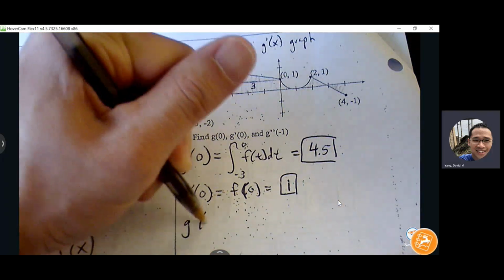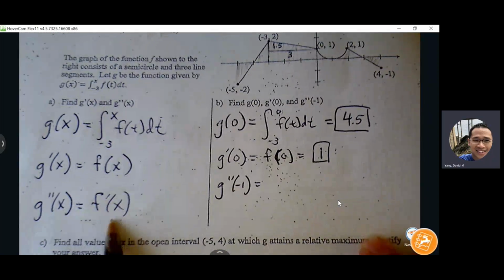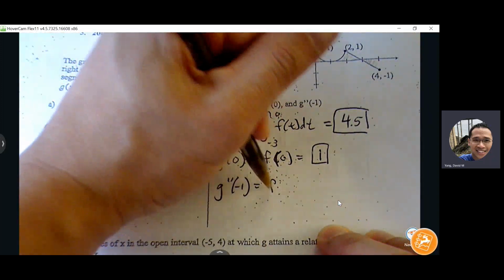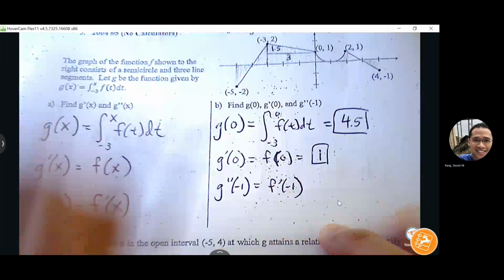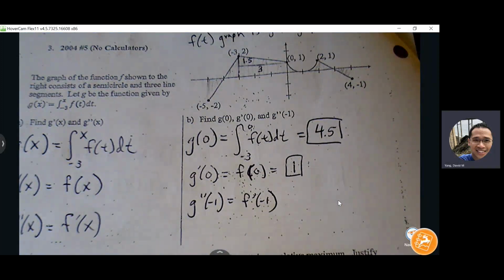Okay, g double prime of -1. To find g double prime of -1, we just find f prime of -1. So what does that mean? f prime of -1 means I'll look for the what on the f graph at -1? Slope, right? So -1 is here.